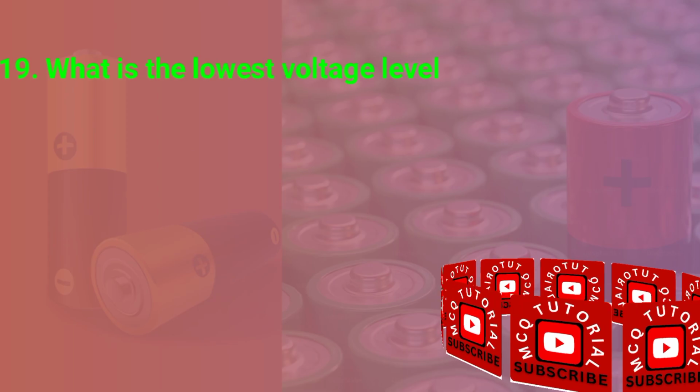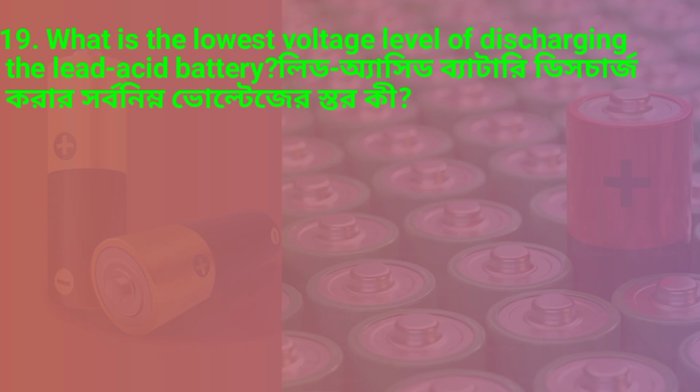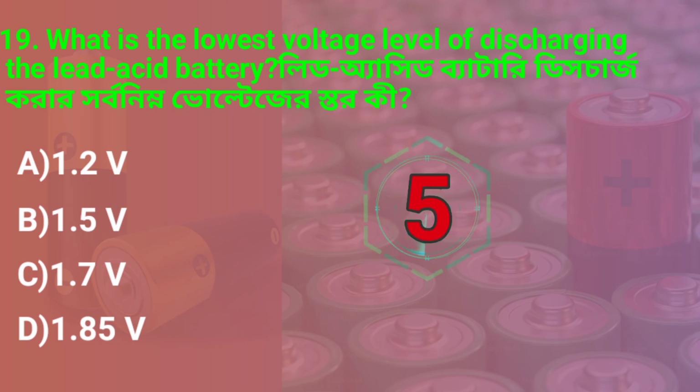Question number 19. What is the lowest voltage level of discharging the lead acid battery? Option A 1.2 volt, option B 1.5 volt, option C 1.7 volt, option D 1.85 volt. উত্তর হবে option C 1.7 volt.